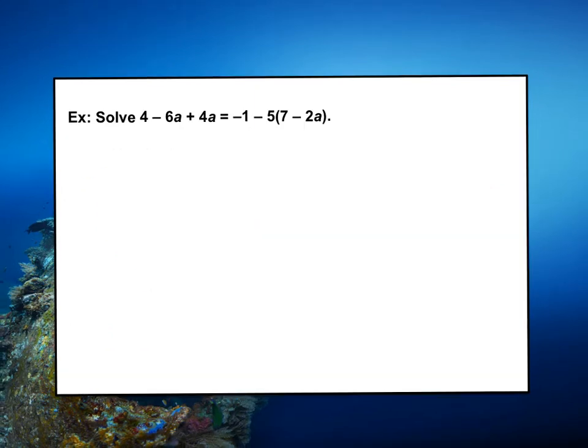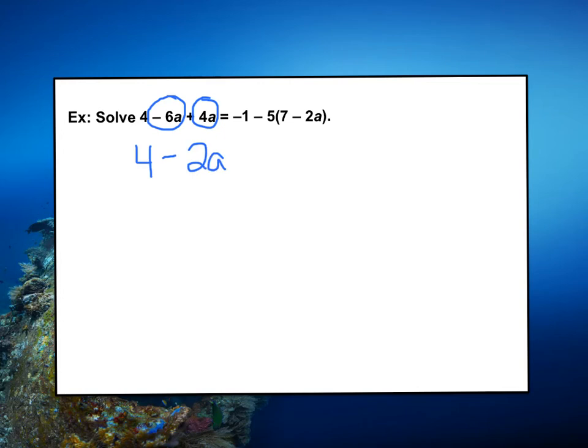Okay, for our last example, we have a really big one, and it's kind of complicated because we have to simplify each side first. Then we can get all variables to one side. So on the left-hand side of the equation, I need to simplify negative 6a and add that to 4a. So I'm going to have 4, and then negative 6a plus 4a is negative 2a.